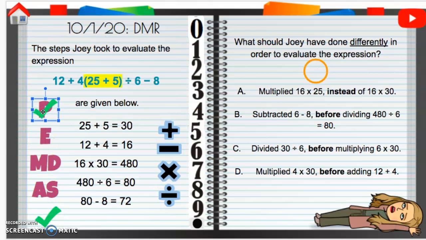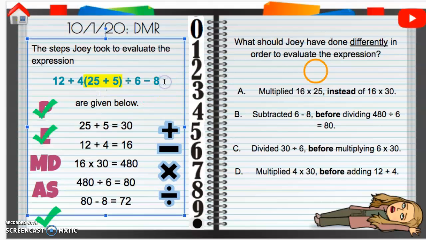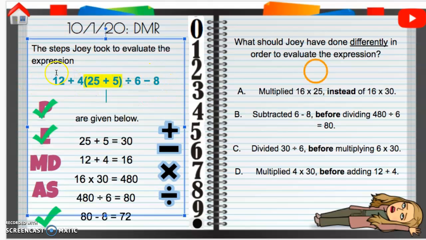Now the next step that he should have done, are there any exponents? No, there's not. So there's no exponents, so we're going to check that off. What about multiplication or division? Yeah, so when you solve for this 25 plus 5, that does equal 30. And remember, we'll bring everything else down that we did not use yet. So I'm going to bring that down. And I'll bring this down in front of it.